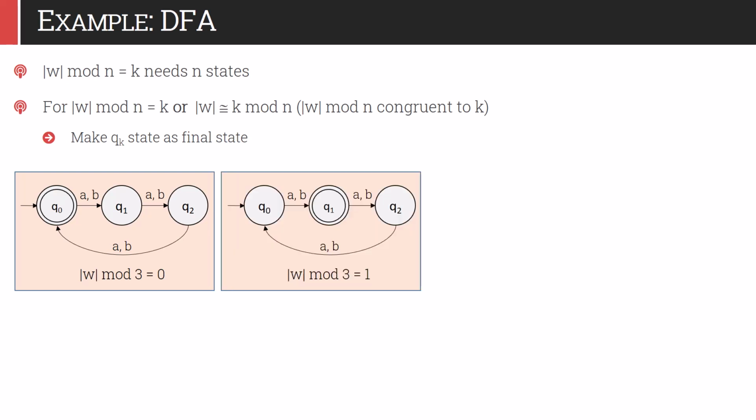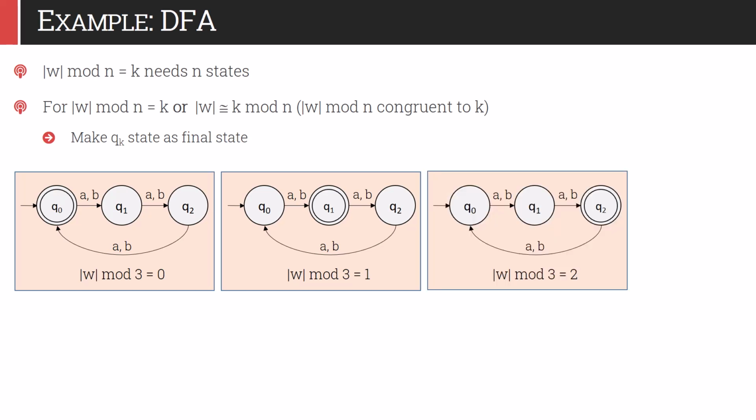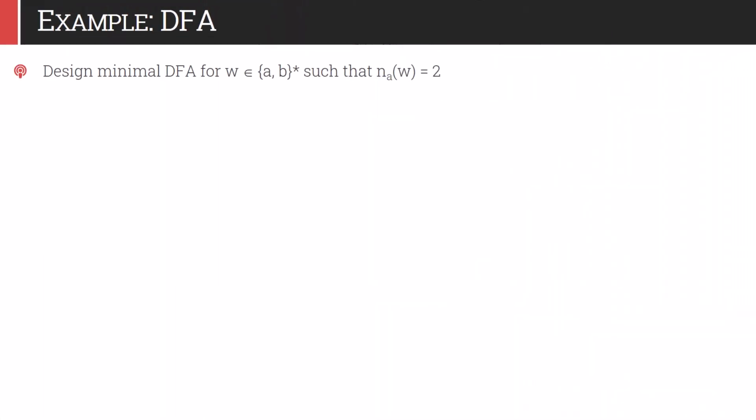If I want to derive the DFA for length w mod 3 is equal to 1, then here n is 3, so there will be 3 states, q0, q1, q2. And k is equal to 1. So qk, that is the q1 state, would become the final state. And for string length mod 3 is equal to 2, here n is 3, k is 2, so the q2 state would be the final state. So these two rules will help us a lot in designing such complicated DFAs.